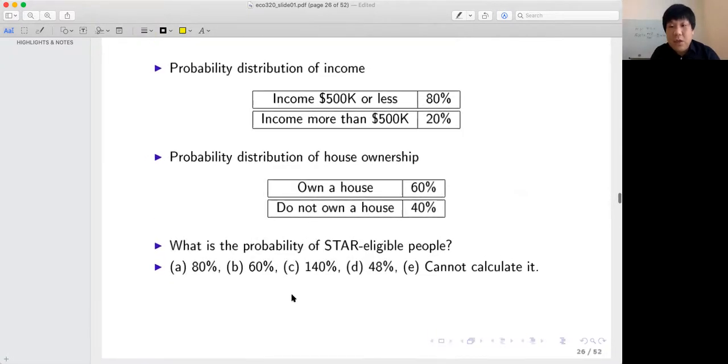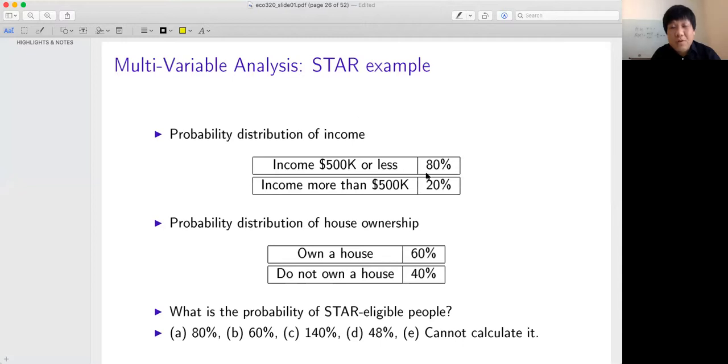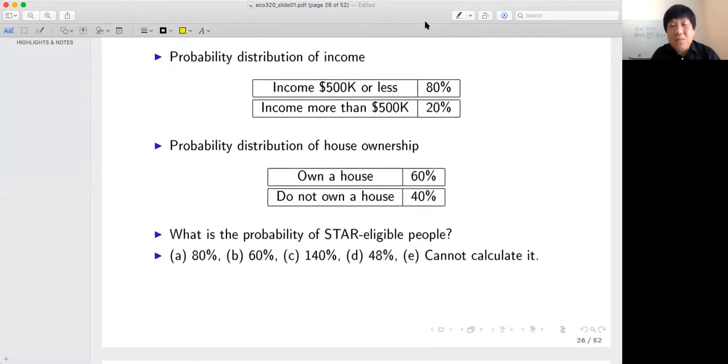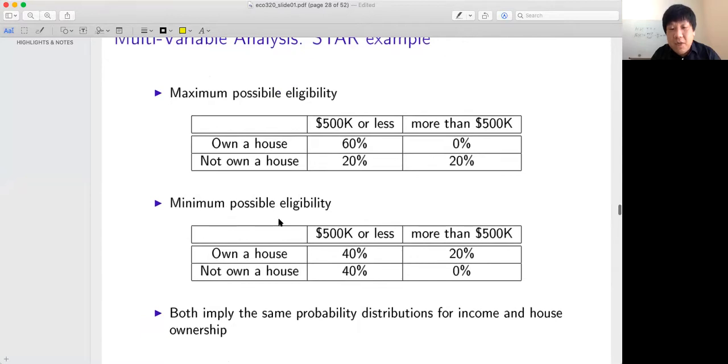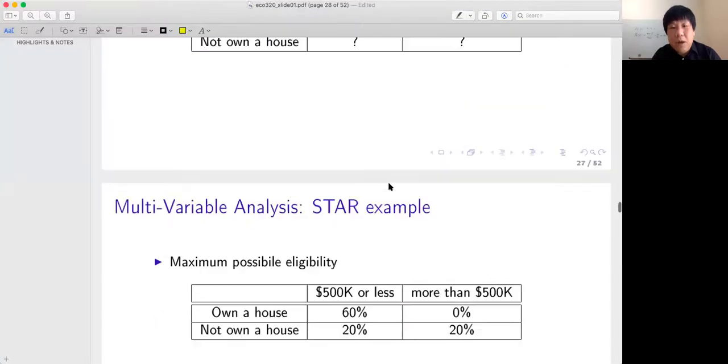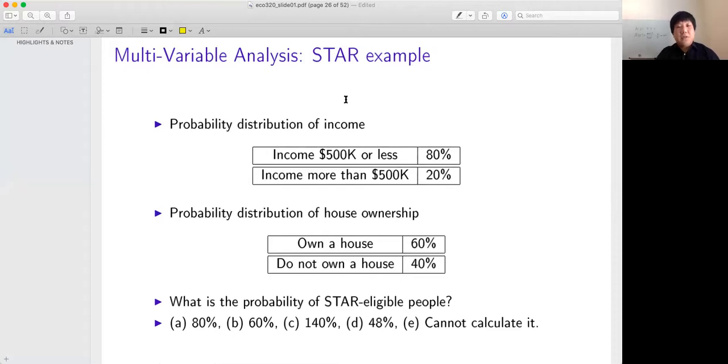But since you are having those independent probabilities, you can still get some information. You can find the maximum possible eligibility and minimum possible eligibility right there. So how do we get this? How do you think you can get this? I'm gonna use the information over here. I'm gonna write this on the board. This is actually quite important.